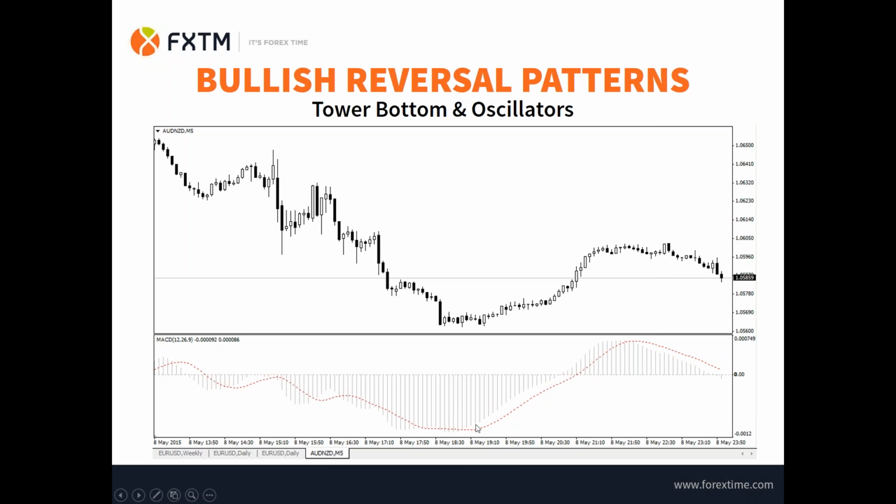And what do you see here? You see your MACD being what? Oversold. So yes, the signals are in your favor. You have a support area, a reversal pattern called tower bottom, oscillators being oversold. So you feel more comfortable to take the buy order. All right?